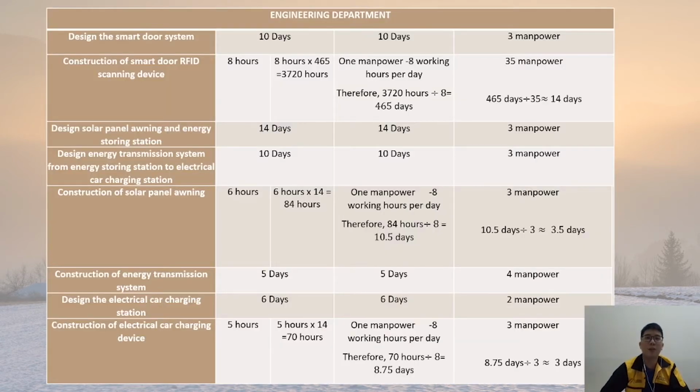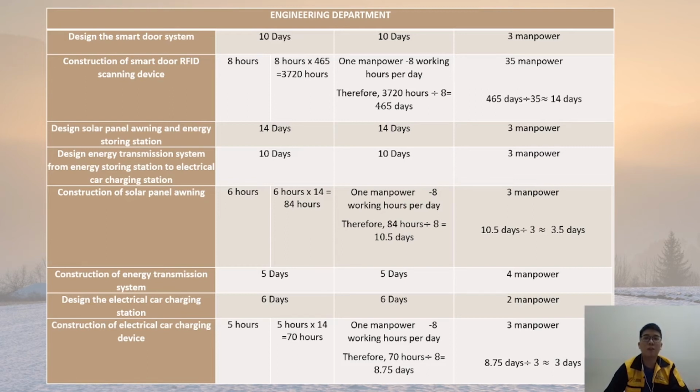Next, for the engineering department, there are a lot of activities to be carried out for this project. For example, the design of the smart door system might take 10 days, and 3 manpower will be involved in this activity. Then, construction of the smart door RFID scanning device. The estimated time to construct one scanning device is around 8 hours.